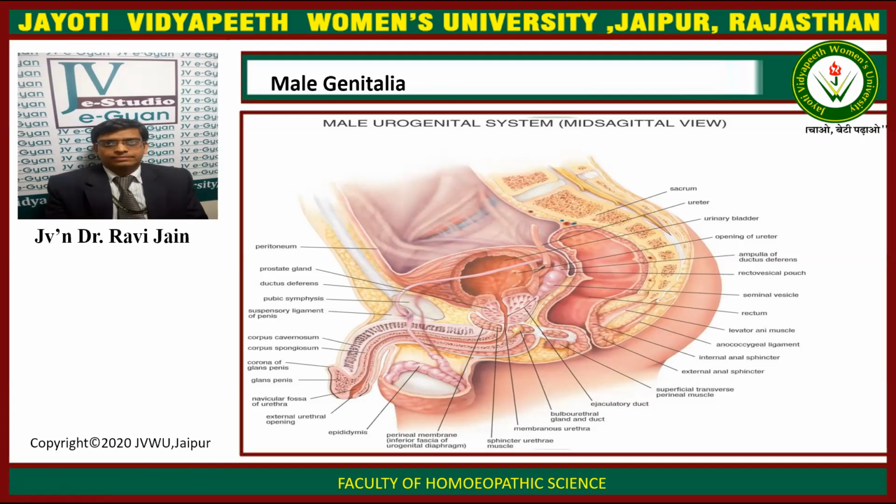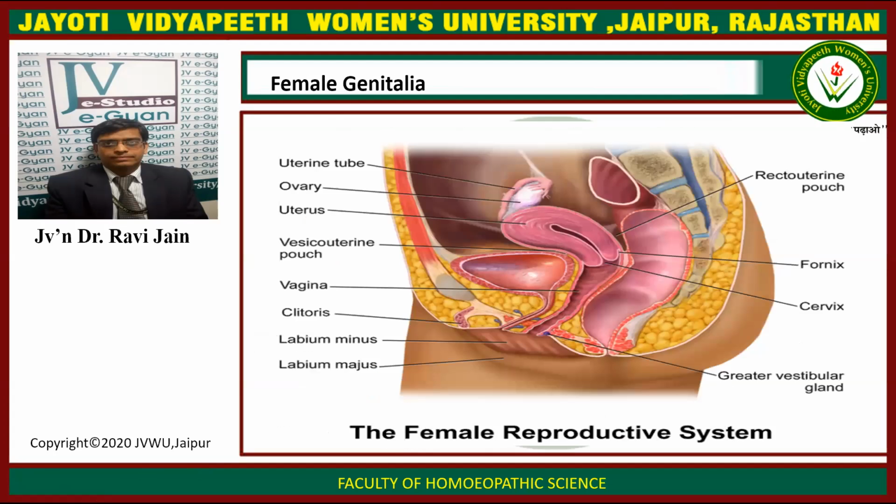Now we have a look at the gross anatomy of the female genitalia. In the female genitalia, we have the ovarian tube, the ovaries, the uterus, vesicouterine pouch, the vagina, clitoris, the labia minora, labia majora, greater vestibular gland, cervix, fornix, and rectouterine pouch. So this is the gross anatomy of the female genitalia.